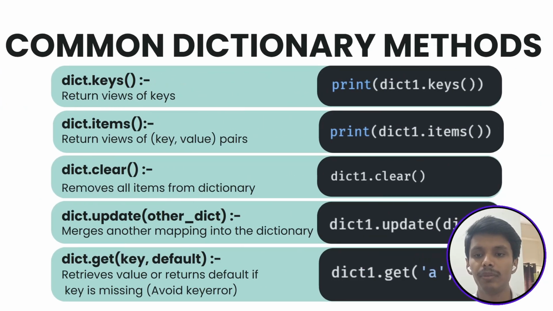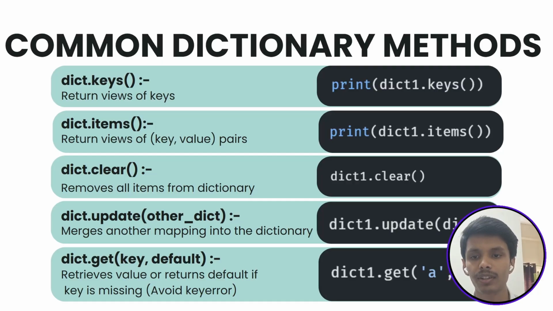Here are some common dictionary methods. dict.keys returns all the keys. dict.values returns all the values. dict.items returns key value pairs of a dictionary. dict.get takes parameters key and a default value. It returns the value of the key, and if the key does not exist in the dictionary, the default value gets returned. It is helpful to avoid errors. dict.update merges two dictionaries together and dict.clear removes all items from the dictionary.